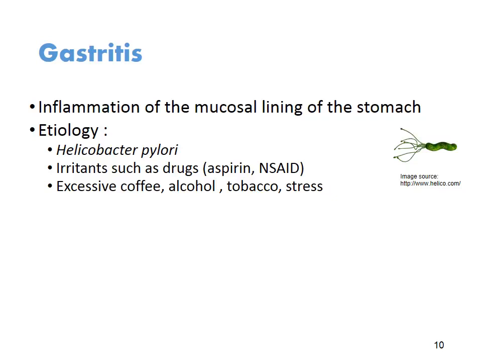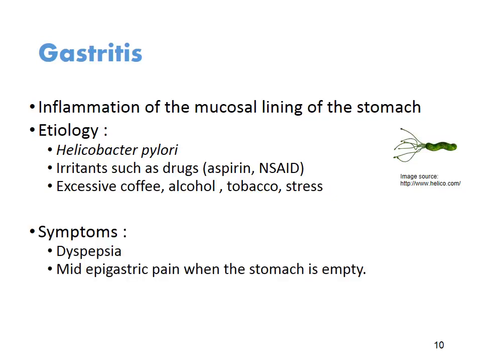Drugs such as aspirin and NSAIDs are another common cause of gastritis. NSAID stands for non-steroidal anti-inflammatory drugs. Both aspirin and NSAIDs are painkillers which work by reducing the production of prostaglandin, which is involved in pain and inflammation. However, prostaglandin is also important in protecting the stomach against acid. I'll explain the role of prostaglandin in more detail later on in the lecture. Some other factors may also contribute to gastritis, such as excessive coffee or alcohol, smoking, or stress.